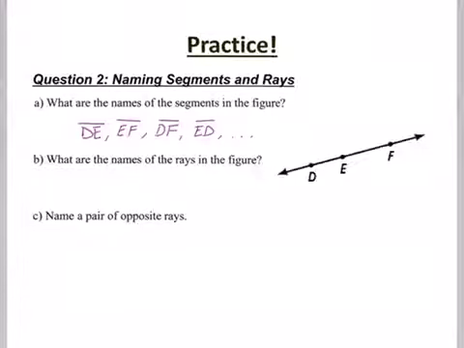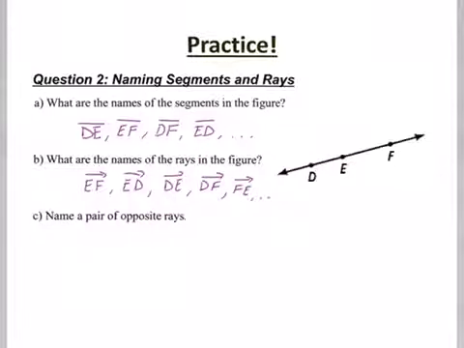What are the names of the rays in the figure? So we're naming some rays. So remember, rays have start points. So let's say we have a ray starting at E and moving towards F. Let's say we have a ray starting at E, but this time going towards D. We could also have a ray starting at D and going towards E, or starting at D and going towards F. The same is true if I want to start at F and go towards E. So there are lots of different rays here, and there's still a few more. I'm not going to write them all out.